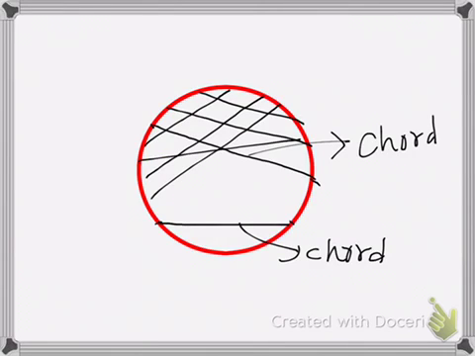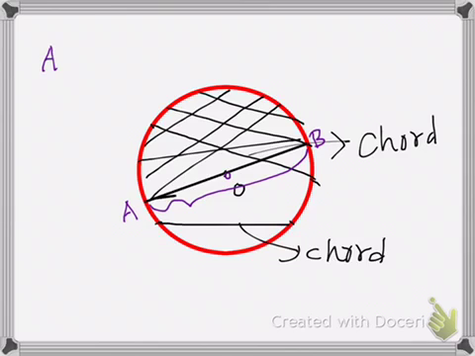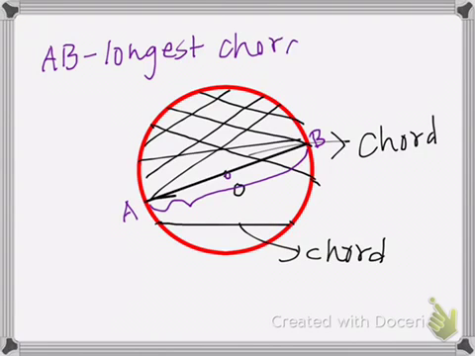So if I want to know what is the maximum or longest chord I can draw in this circle or in any circle, it's the diameter. Here AB is the diameter of the circle that passes from the center O, and AB is the longest chord we can draw on a circle.